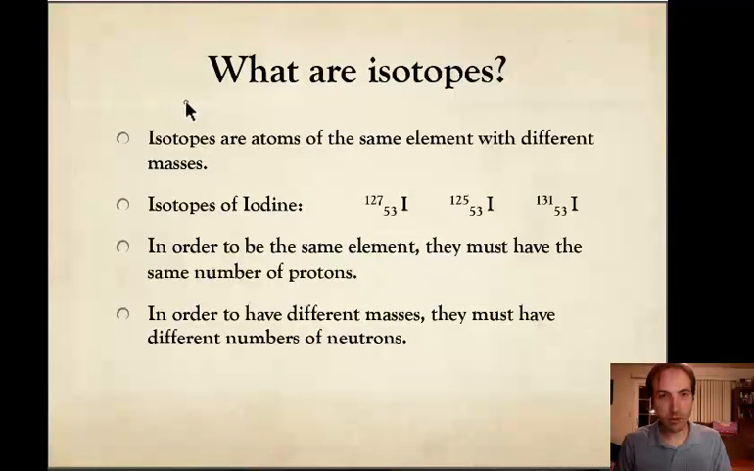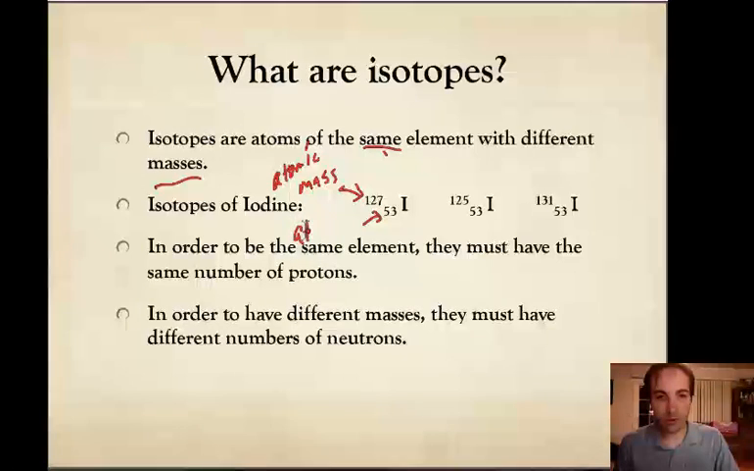The first thing we need to talk about is kind of review what an isotope is. So isotopes are atoms of the same element with different masses. Okay, so same element, different mass. And here we have an example. Notice that we have iodine. So all three of these are iodine, but on top, right, the mass, and this is the atomic mass, is different for each one, right? However, when we look at the bottom, the atomic number is the same.